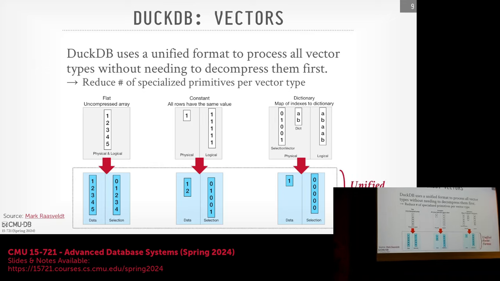So this is what they call the unified vector format. And again, this is for the intermediate results that are going from one operator to the next. But the increment one, I think they have to unroll it. But that might be a year out of date. I haven't looked.